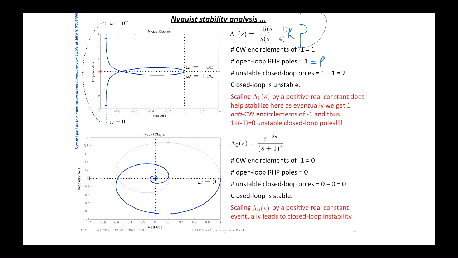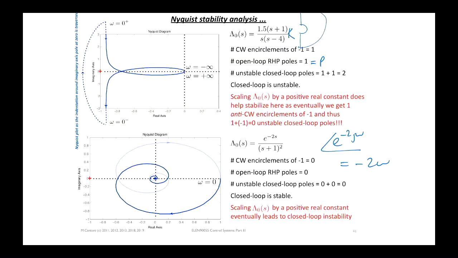Now, if you think about the phase of a delay, it's going to be the phase of e to the minus 2 j omega. Well, what's that going to be? It's going to be minus 2 omega. So as we increase omega, the phase is going to keep getting more and more negative. It doesn't stop at minus pi or minus 3 pi on 2, it just keeps on going.